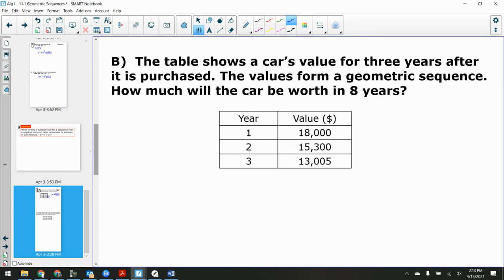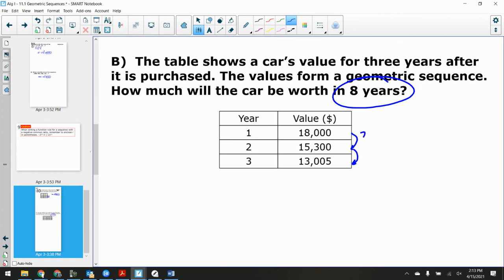So let's figure out what it's going to be in 8 years. I bought an $18,000 car. Let's see what it's going to be in 8 years. Now, are you able to tell what the thing I'm multiplying by is very easily? No. What do you know about that number, though? Right, it's going down, so what's the R value going to be? Fraction or decimal.